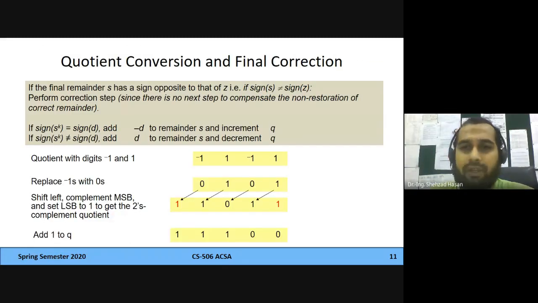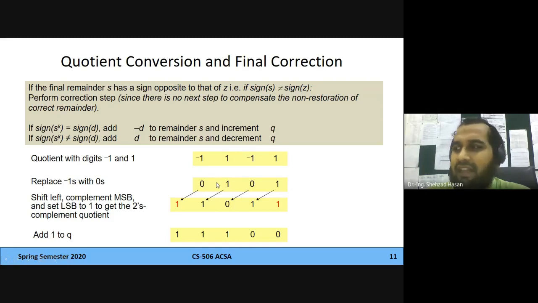So I'm going to repeat that once more. In our previous example, what happened was we were either putting a one or a minus one. We were putting a minus one whenever we had an addition operation, when the signs were not matching. And when the signs were matching, we were putting one. The first thing that we did was convert that into zeros and ones. So the simple thing was every minus one gets a zero.